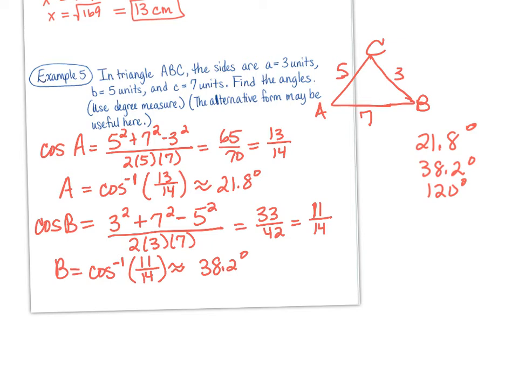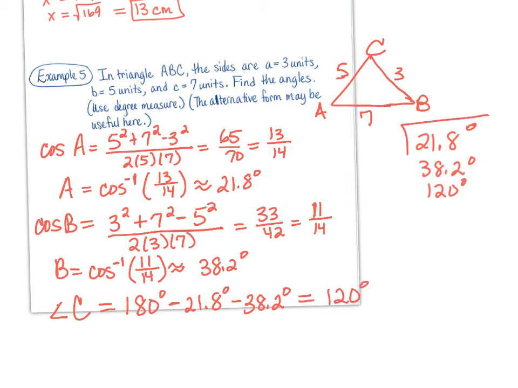And do you have to go through that for the other ones? No, you can just take that and do what? Add the two and then subtract it from 180. Good. So angle C would be 180 degrees minus 21.8 degrees minus 38.2 degrees, and that'll give you 120 degrees. Those are your angles.